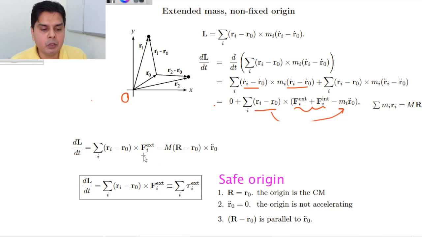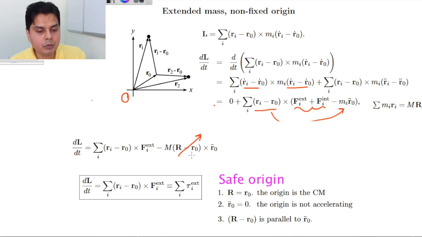Believe me, you will never use this formula. There will be no occasion for using this formula. But you see, what does this say? I can use this formula and derive this thing: dL by dt will be the external torque, under what circumstances? Under circumstances when this extra term goes to 0.